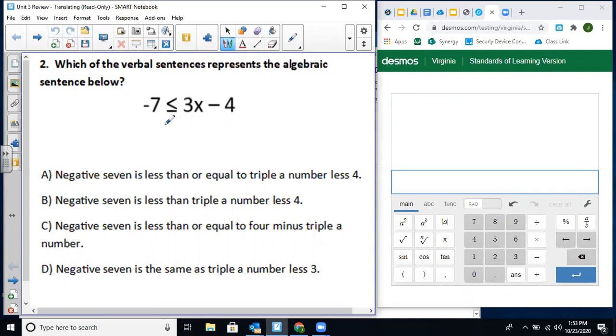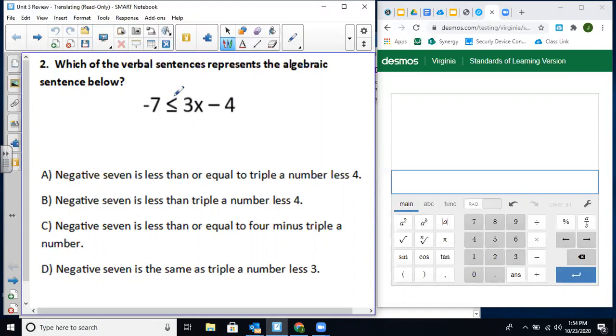It states, which of the verbal sentences represent the algebraic sentence below? So we have this algebraic sentence of -7 is less than or equal to 3x minus 4. Now we need to match what it says here to the words written in these four options. So I'm going to start out here. The first part should be -7, and all of our options have -7, so I can't eliminate any of the options in A, B, C, or D.